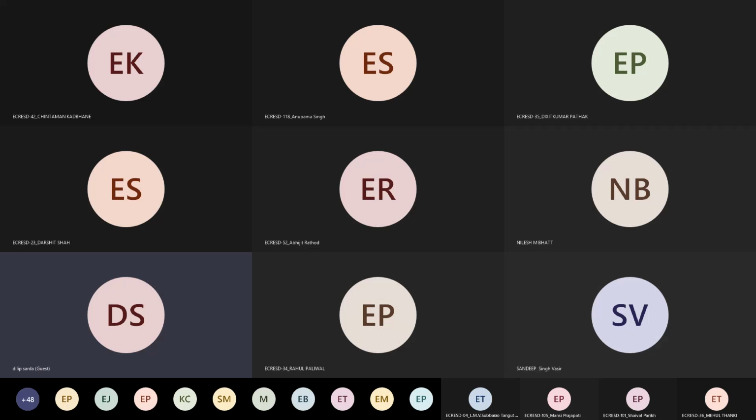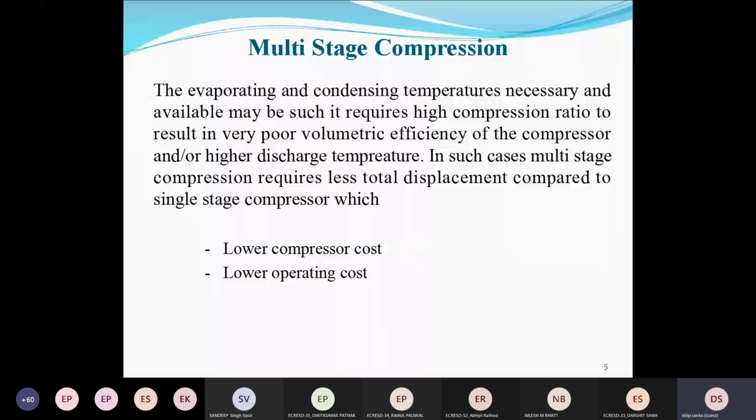Necessary and available may be such that it requires a high compression ratio, resulting in very poor volumetric efficiency of the compressor. We know that PD or PS is one item in the equation of the volumetric efficiency, and or higher discharge temperature. In such cases, multi-stage compression requires less total displacement compared to single-stage compression, which lowers the compression cost and lowers operating cost.